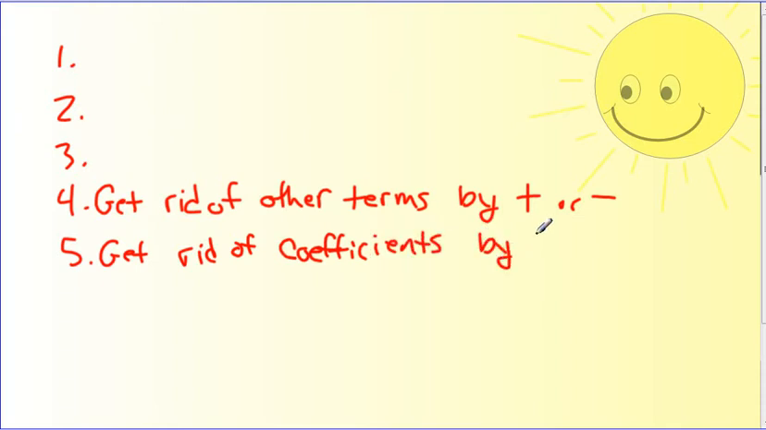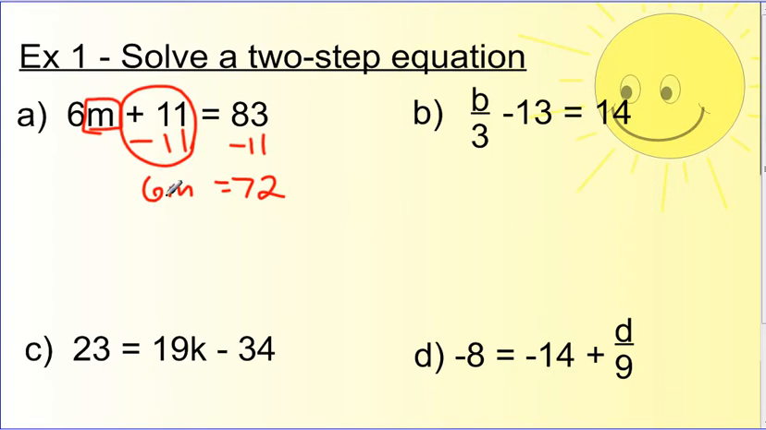By multiply or divide. Now, if you don't remember what coefficients are, it's the number in front of the variable, a thing that's being multiplied or divided by the variable. So here we have a coefficient of 6. We're going to get rid of this multiply by doing the opposite. This, in fact, looks like a problem we did in the last lesson. So we're going to divide by 6, m equals, and 72 divided by 6 gives us 12.